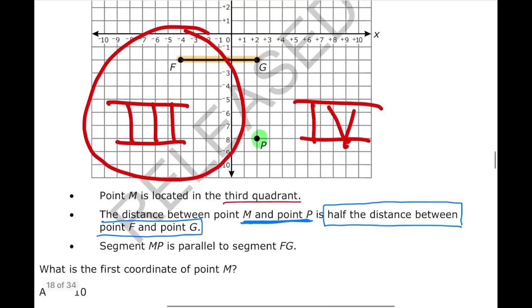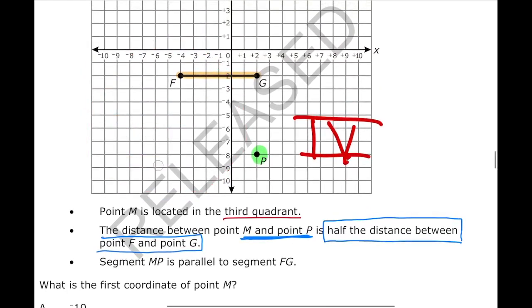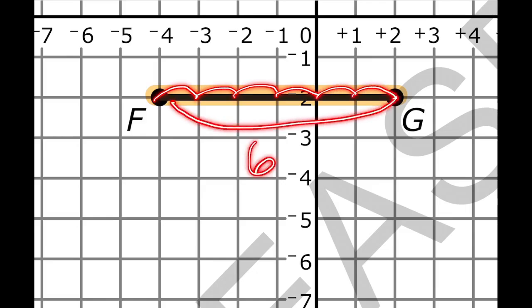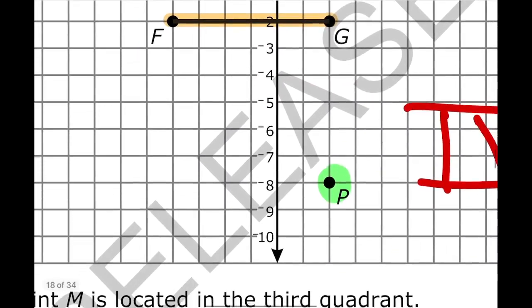So let's look at the distance that exists between F and G. F and G, if I go 1, 2, 3, 4, 5, 6, we take 6 steps here. Half that distance would be 3. So we're looking for 3 units away from our point.